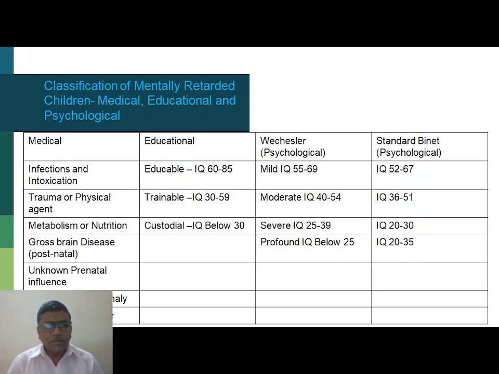Next category, unknown prenatal influence. There are no such categories in the educational, Wechsler psychological and Stanford-Binet psychological. Next, unknown prenatal influence, chromosomal anomaly, gestational disorder. These categories do not have any classification in the educational, Wechsler psychological and Stanford-Binet psychological.